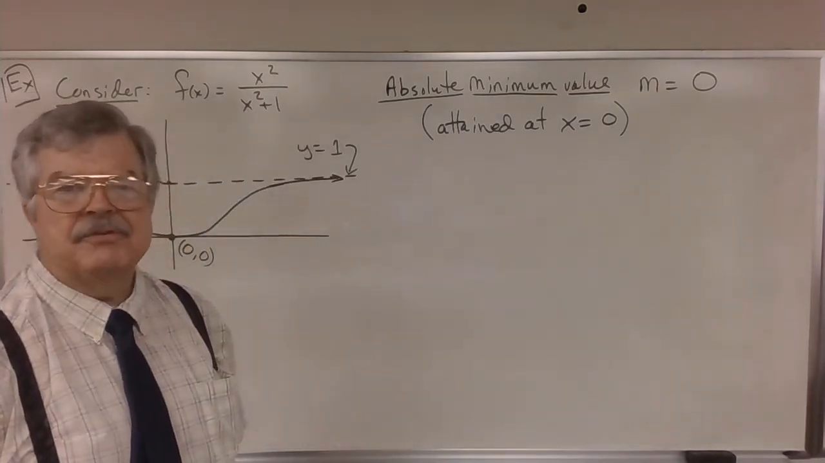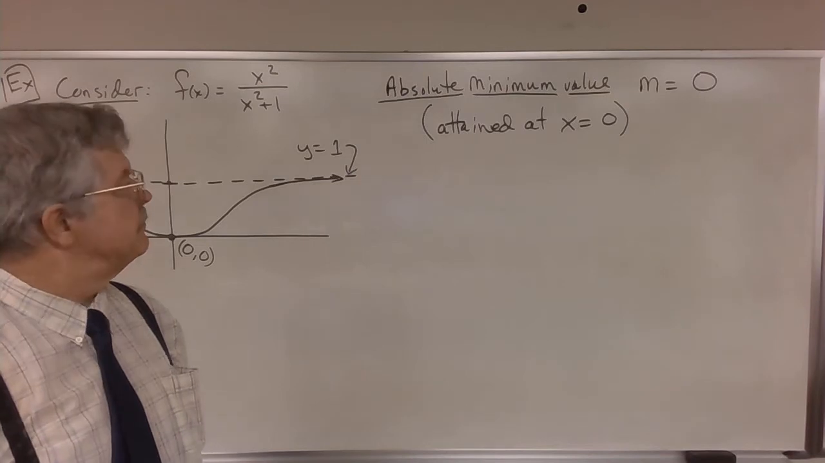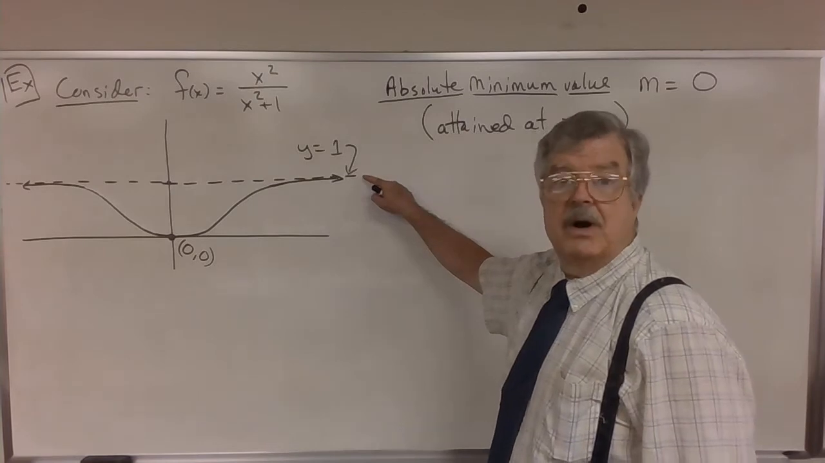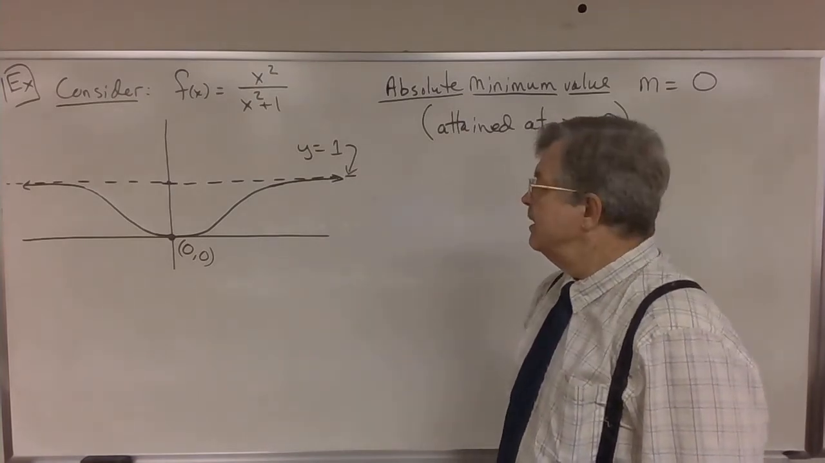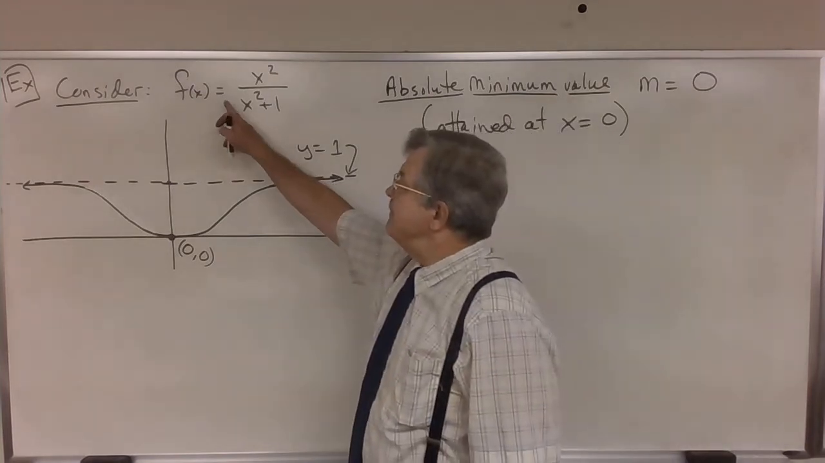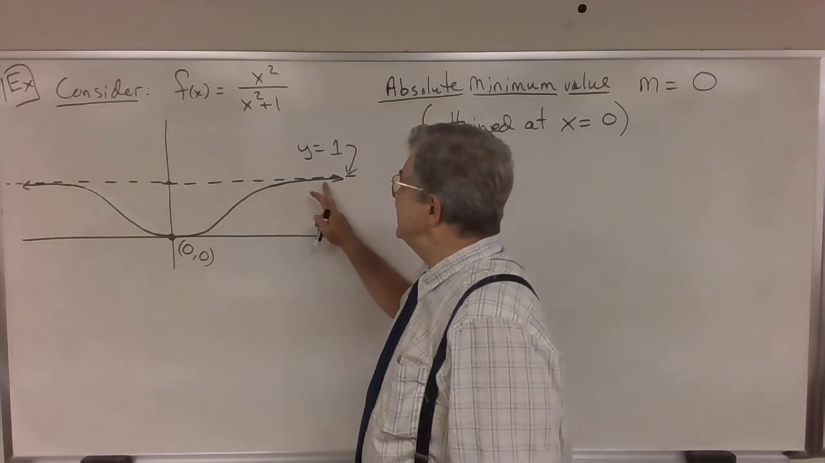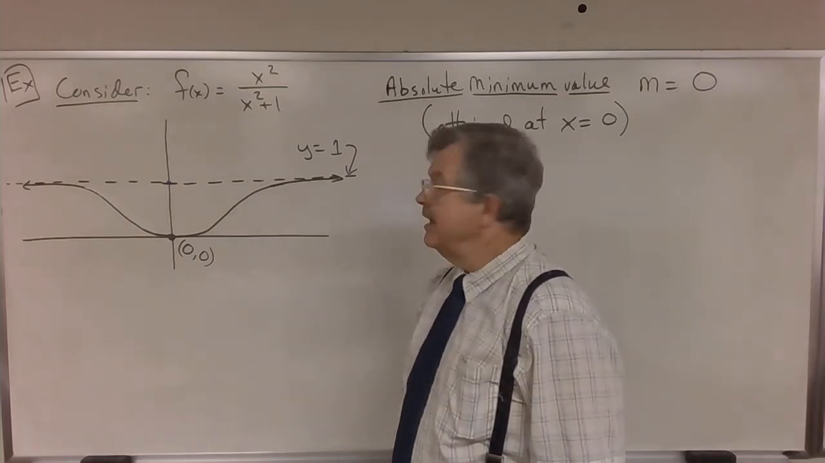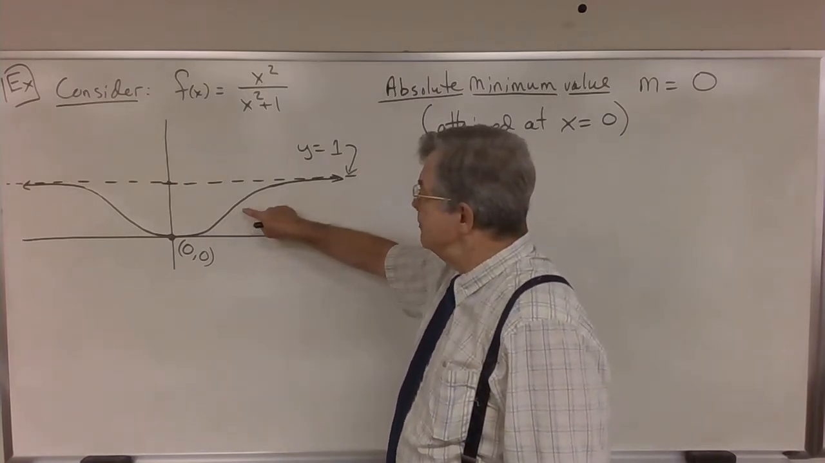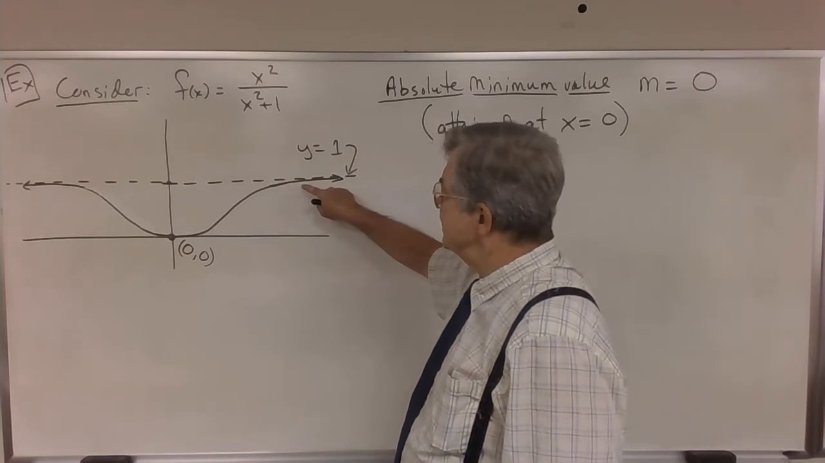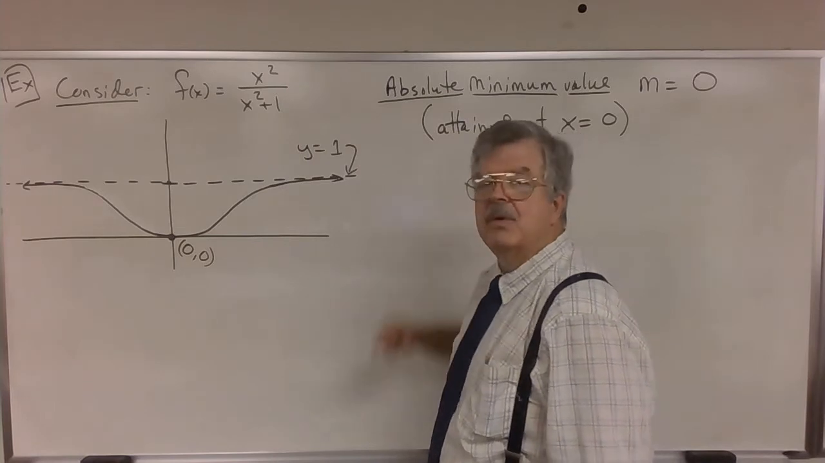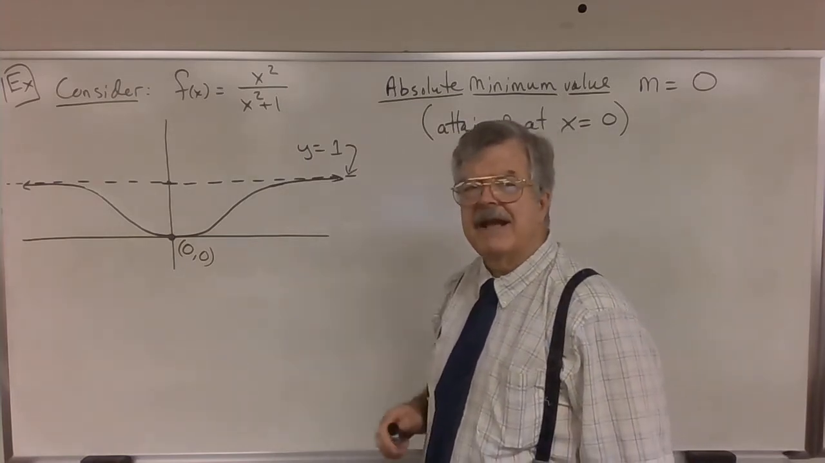What about an absolute maximum value? If there is one, I guess it would be 1, right? But here's the catch. Does f of x ever actually equal 1? y equals 1 is a horizontal asymptote, and as we move along the graph with x going to infinity, the graph gets closer and closer and closer to this asymptote y equals 1. But does it ever actually get there?